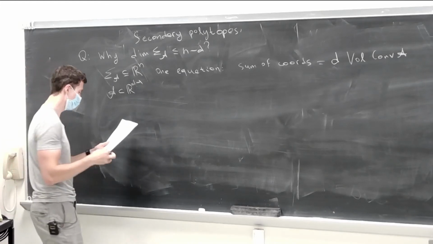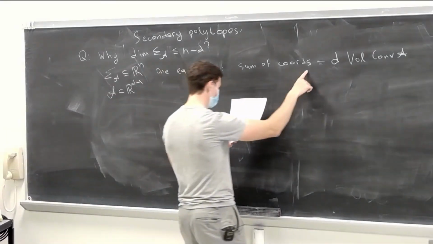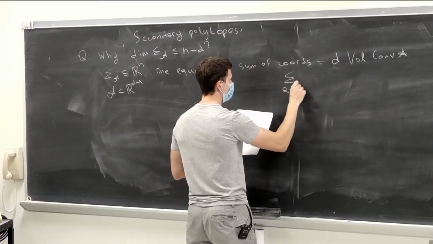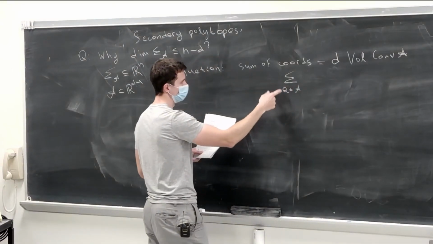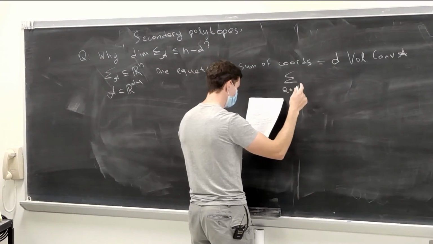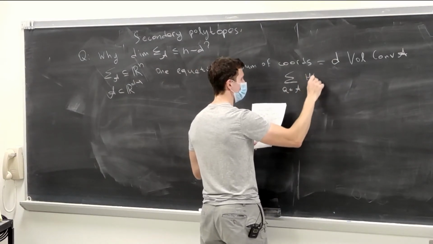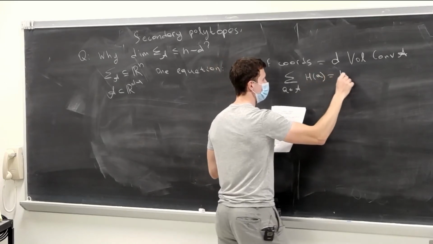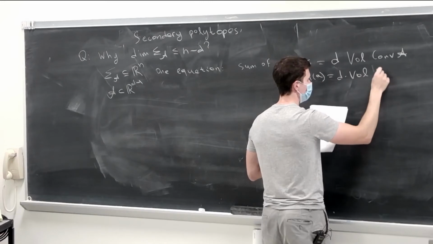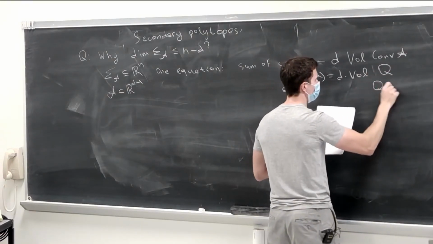So let me just write down what happens. Maybe I should write it like this, the sum over A. I'm going to label the coordinates. There's n coordinates, and they correspond to points. So to avoid confusion, the sum of corresponding coordinates is d times the volume of the convex hull of, let me call it Q, where Q is the convex hull of A.